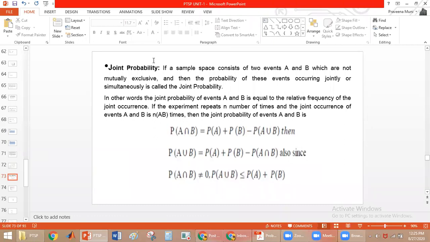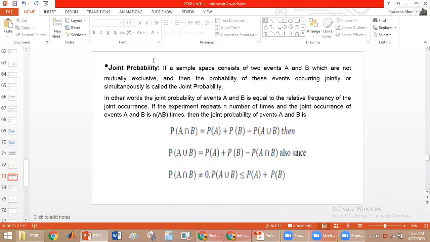Okay. Now we'll discuss what joint and conditional probability are. Some events are not mutually exclusive because they have common elements in the sample space. If they have common elements, those events are called not mutually exclusive. If they do not have common elements, they are called mutually exclusive.